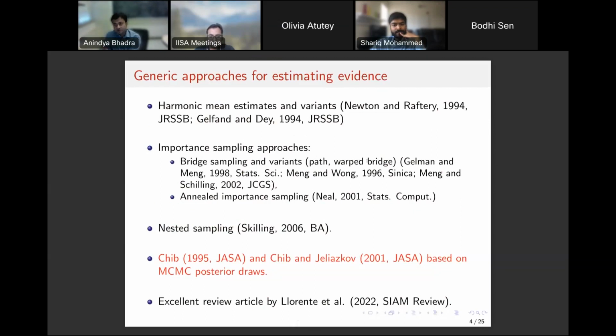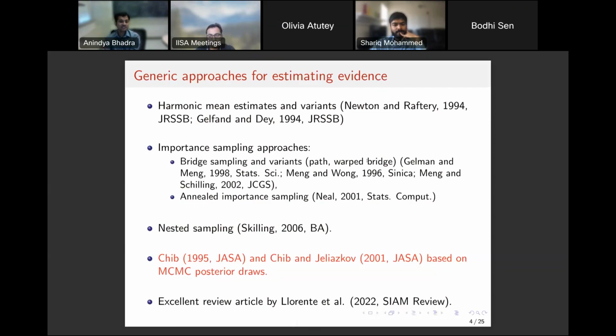So first, as I mentioned at the outset, evidence or marginal likelihood calculation is not a new problem, and it is clearly important. So there exist generic approaches. Okay. And when they apply, it's fine to go ahead and use them. In this slide, there is a one-slide non-exhaustive summary of some of the popular approaches.